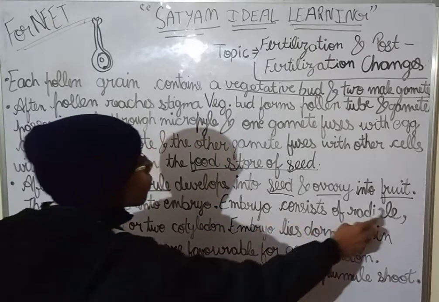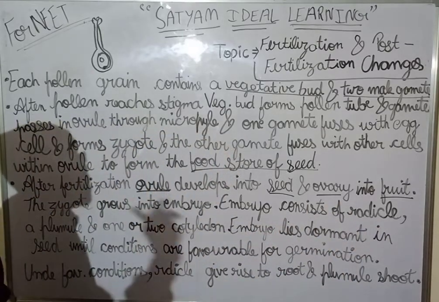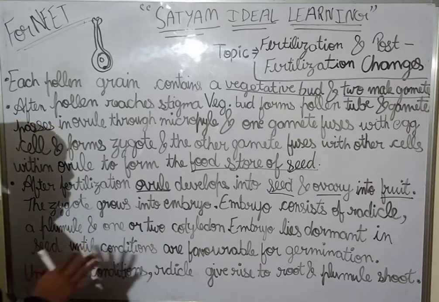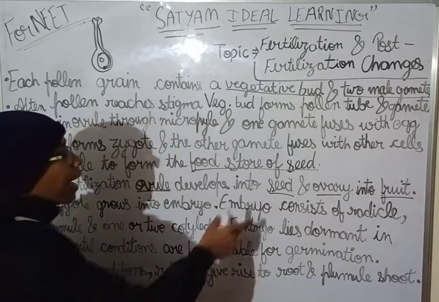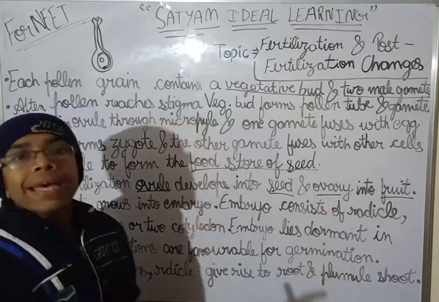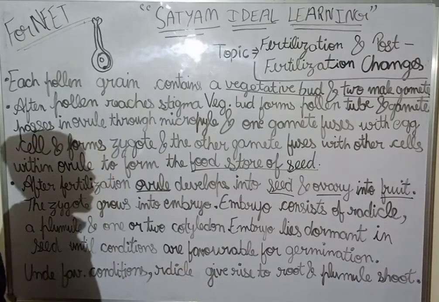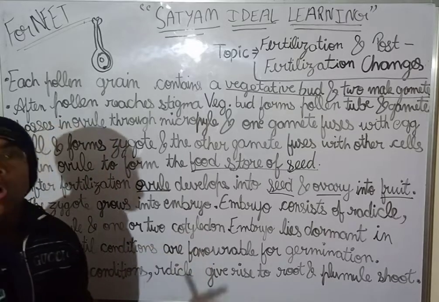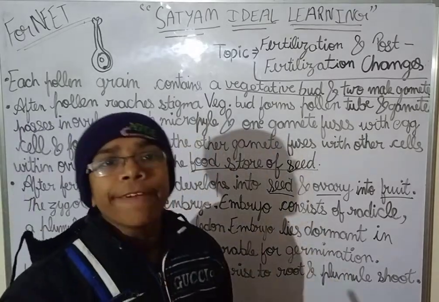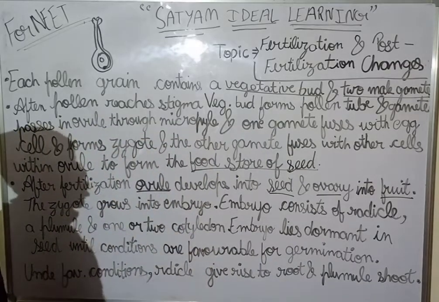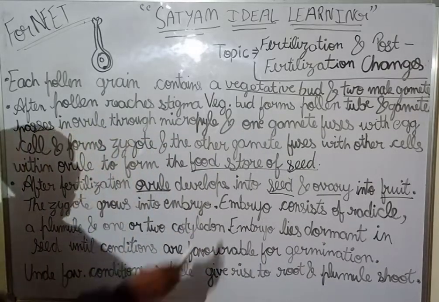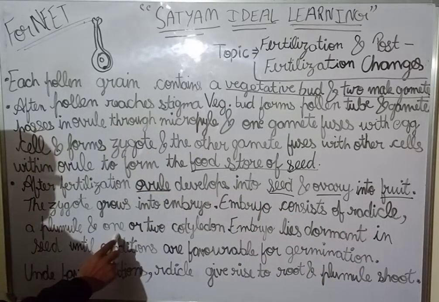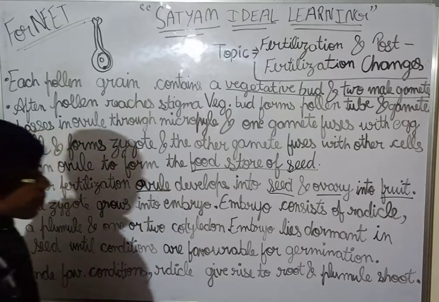Now what does the embryo consist of? These things that I have told you were of the post fertilization, and now I am going to tell you about the embryo. Embryo consists of radicle and plumule, and one or two cotyledons. Cotyledons are also known as seed leaves. So the embryo consists of radicle and plumule and one or two cotyledons.